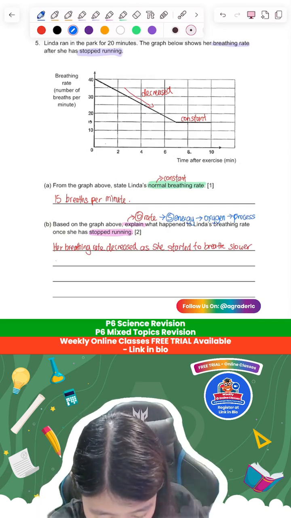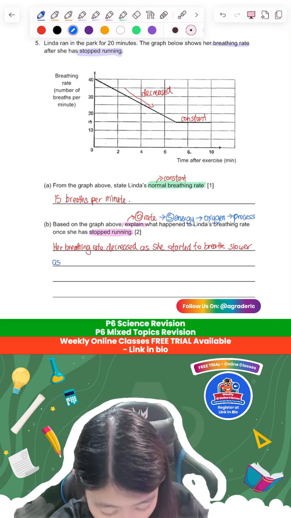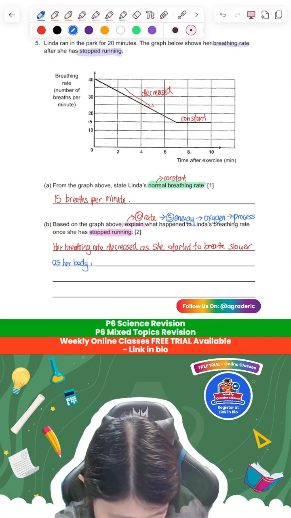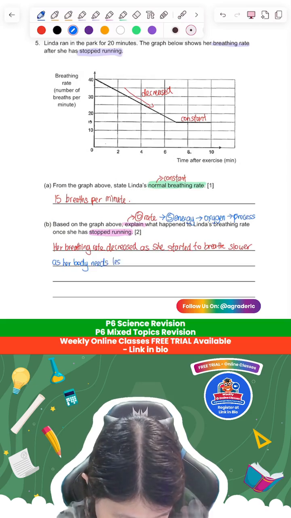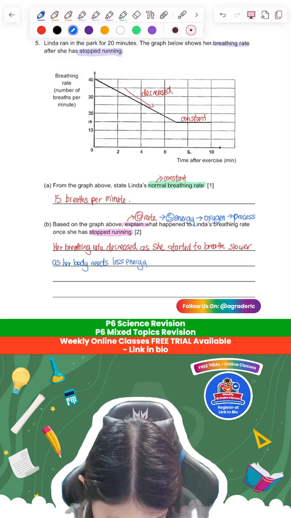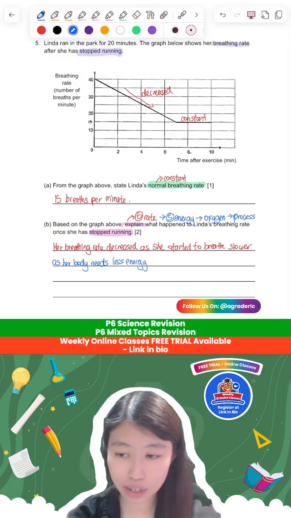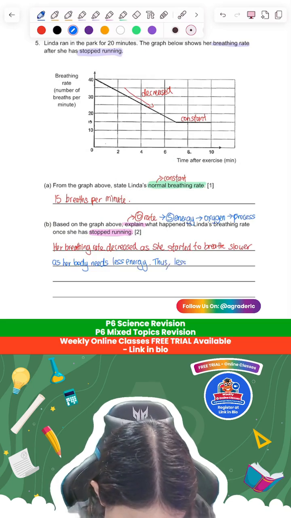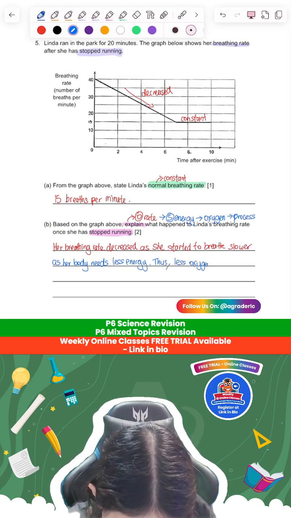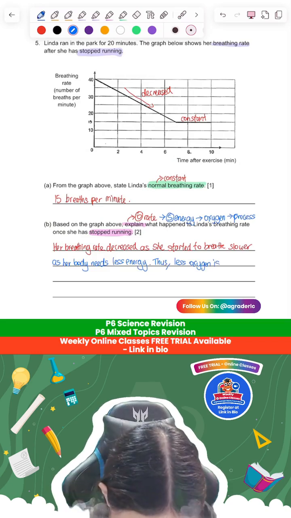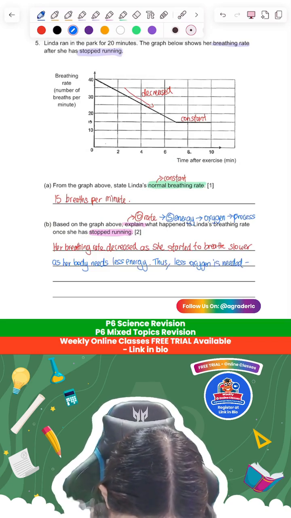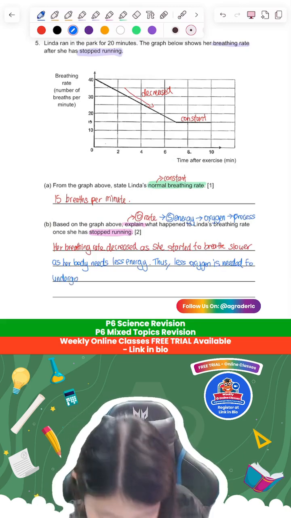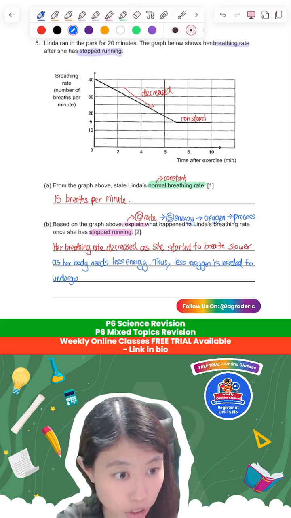So as her body needs less energy, because she's no longer exercising, she needs less energy, thus less oxygen is needed to undergo less respiration.